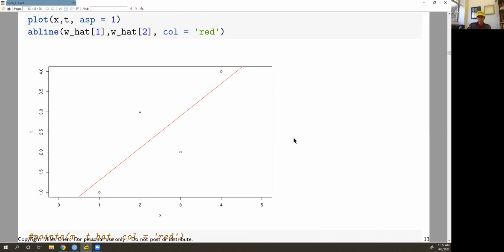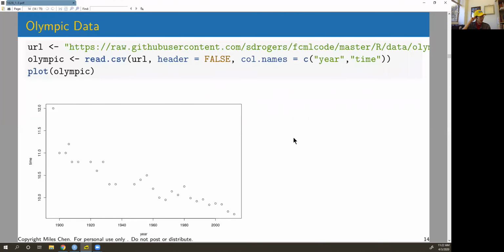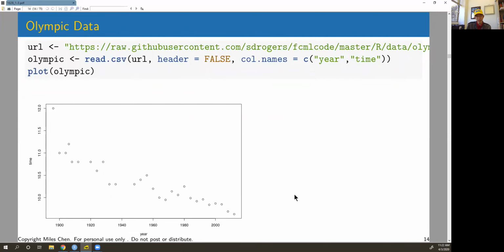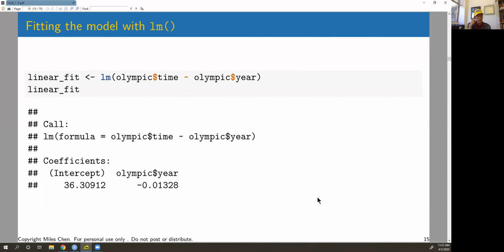All right, so this is where we are. Let's take a look at the Olympic data. We can do the same thing with the Olympic data. In the Olympic data, we're looking at data starting in 1896, going up to around 2012, and we're looking at the 100 meter dash gold medal times. And we can see that as time progresses, the times seem to get faster.